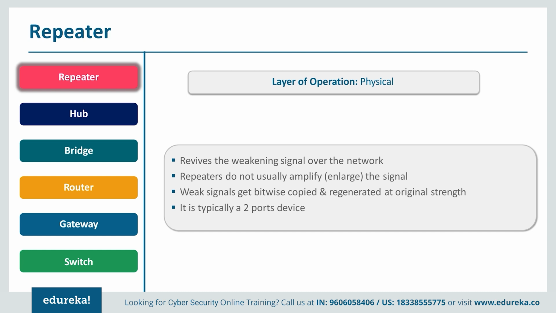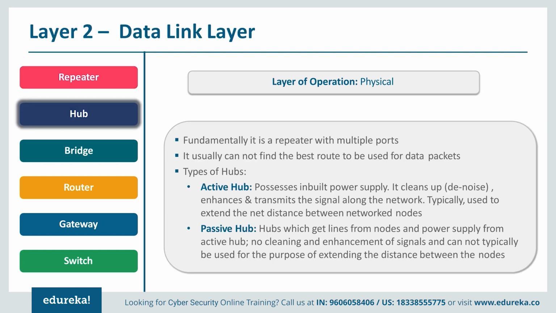Repeater works on the physical layer. Repeater just amplifies the signal and sends it over a longer distance. And hub, data link layer. The difference between the repeater and the hub is that a repeater amplifies only the particular signal, whereas a hub gets signals from multiple inputs and sends them to a single output or multiple outputs, or receives from multiple inputs and transmits across multiple outputs.